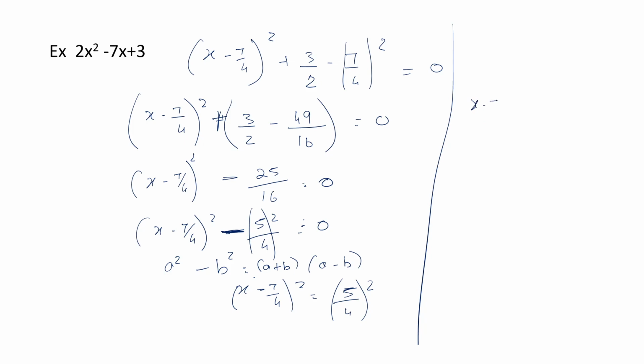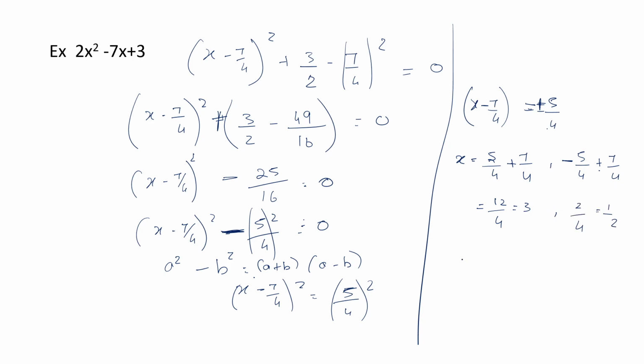Okay, so then x minus 7 by 4 equal to plus or minus 5 by 4, because if you are removing the square, it can be either positive or negative. So x is equal to 7 by 4 plus or minus 5 by 4. This minus we are bringing this side, that will be plus only. So one time we take plus 5 by 4, another time minus 5 by 4. So the value will be 12 by 4, that is 3, or 7 minus 5, 2 by 4, that is 1 by 2. So x holds the value of 3 or 1 by 2.